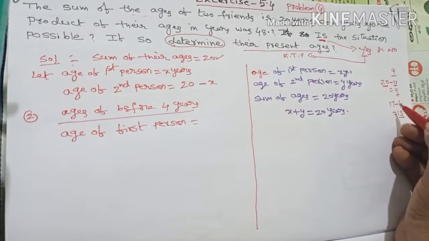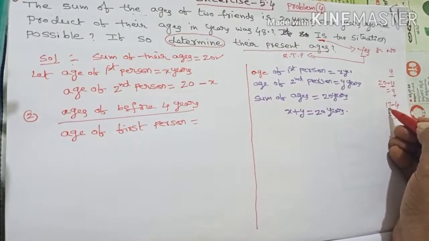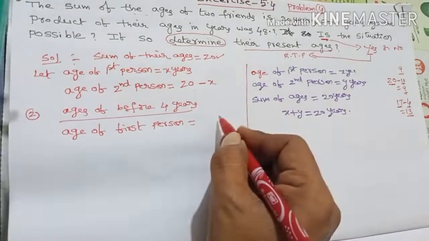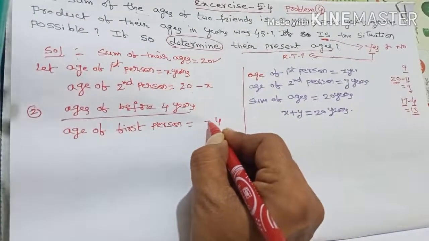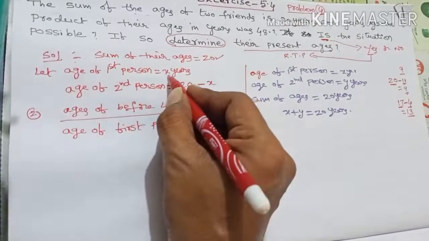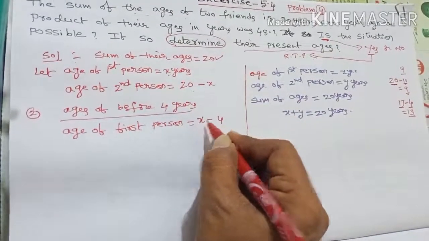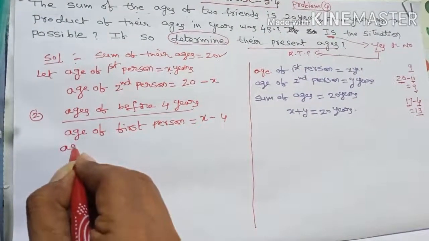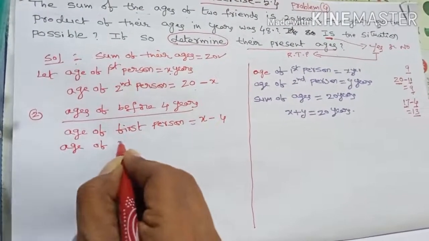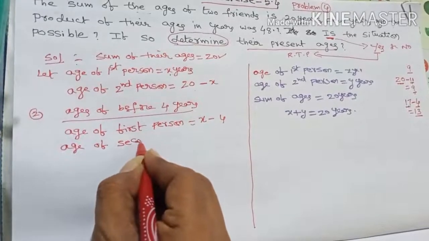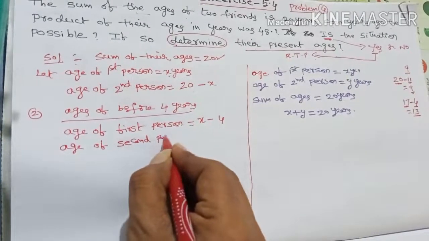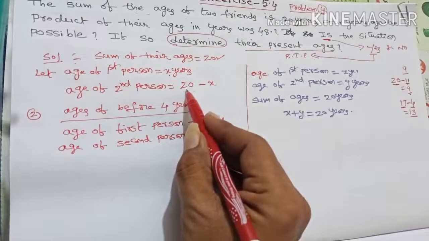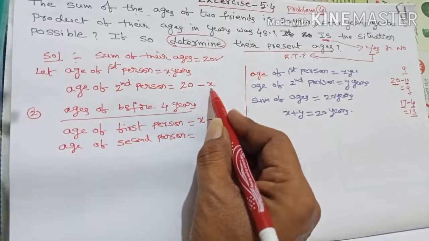Similarly, if the age of the first person is x, what is the age before 4 years? That means you have to subtract 4 from the present age. What is the present age? x years. So it is nothing but x minus 4. Then the age of the second person, isn't it? What is the age of the second person? 20 minus x is the present age.